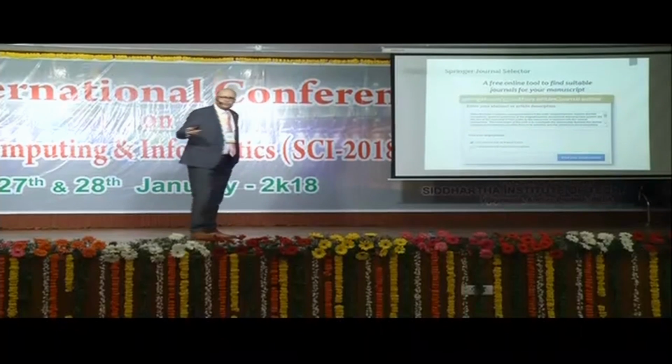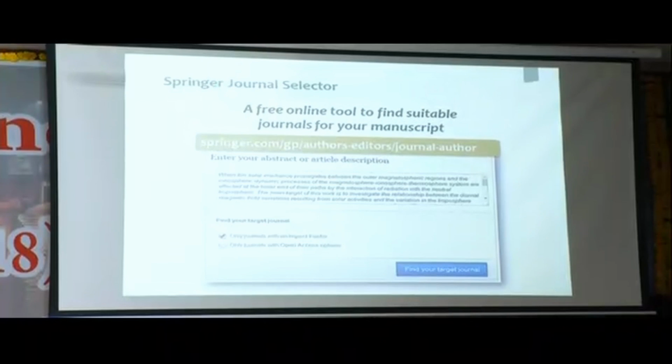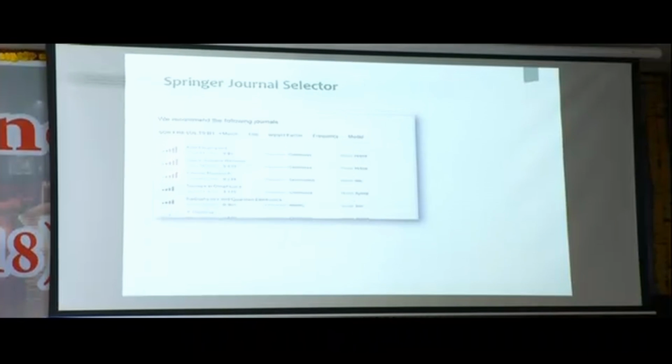So we have a tool in Springer to help you, and I think other publishers, Elsevier and others, have that tool. But here I will just speak about Springer. I'm representing Springer. You just Google Springer Journal Selector and insert your paper or summary here, and you can click to show only journals with an impact factor or journals that provide open access. And then you can find your target journal. Here are the most related journals to your research, for example. And Springer recommends that you go to those journals.